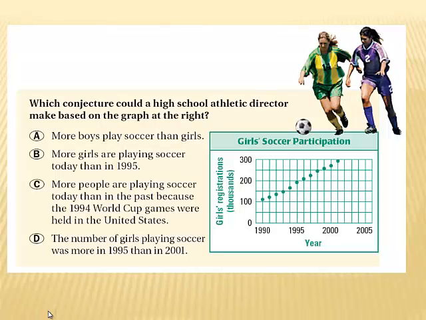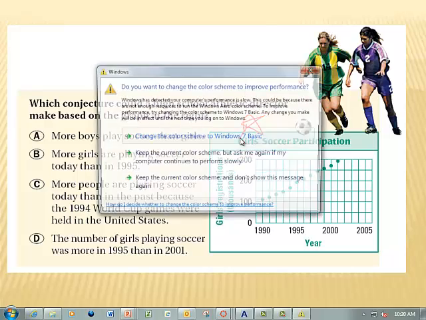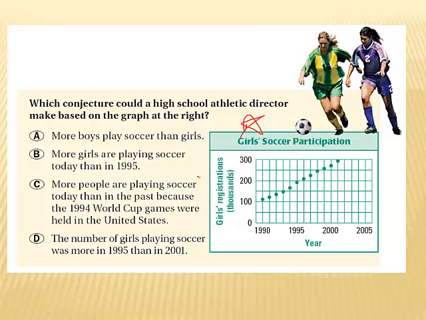Okay, so looking at the graph here, which conjecture could a high school athletic director make based on the graph at the right? Okay, so we have A. Let's see, more boys play soccer than girls. Well, let's look at this. This is girls' registration. Well, it has nothing to do with guys. So we have nothing that's dealing with guys. So A is out.